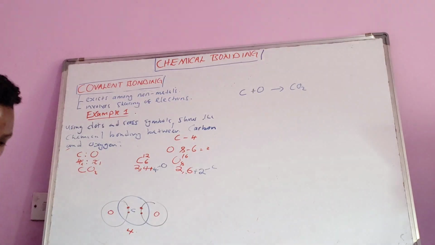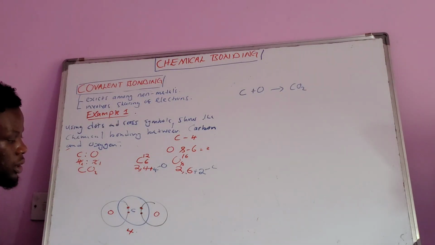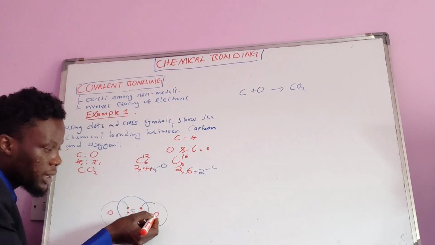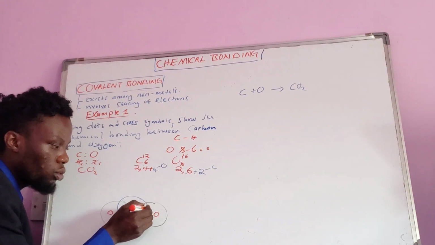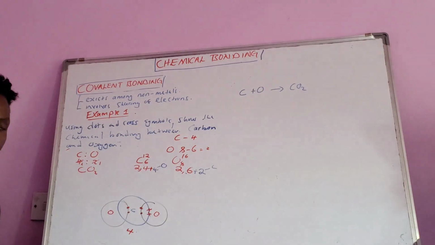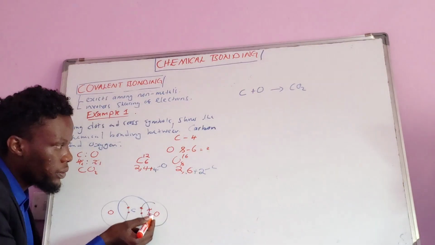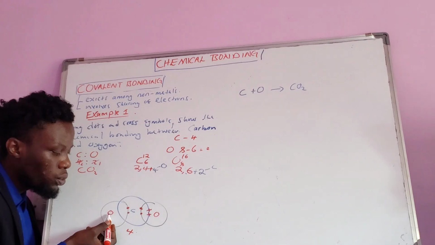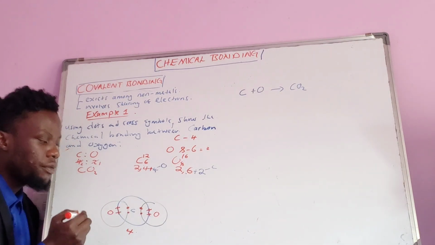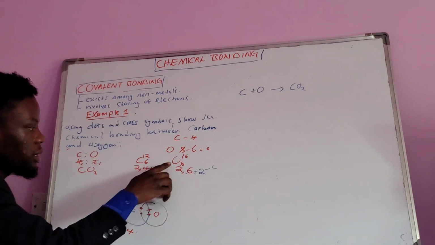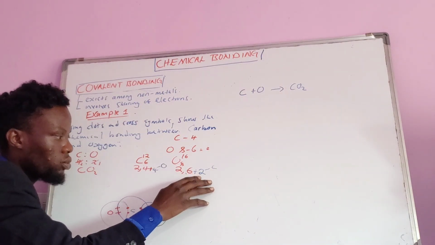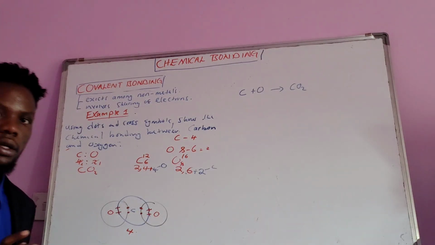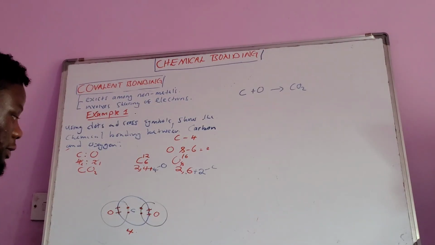Since we are using cross and dot symbols, we need to make sure that this carbon also uses another symbol. So this carbon has to give 2 electrons to this oxygen, because if I give 2 electrons to this oxygen, it is going to be stable. And again, this carbon has to give 2 electrons to this oxygen for it to be stable. Each oxygen has to receive about 2 electrons, so these are the 2 electrons to be received by oxygen.